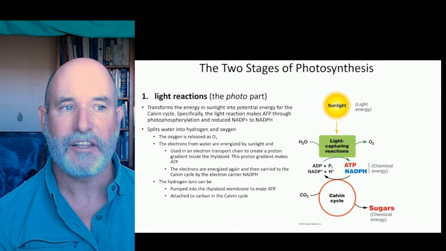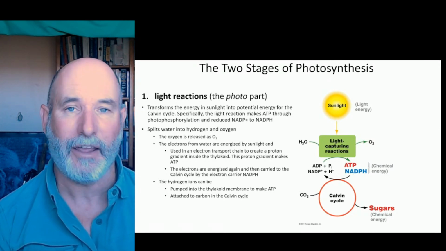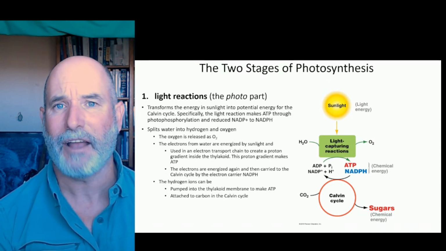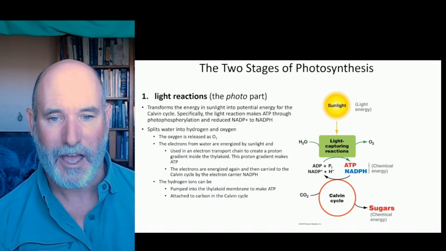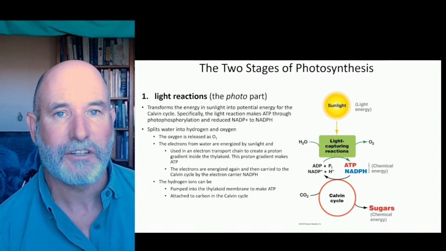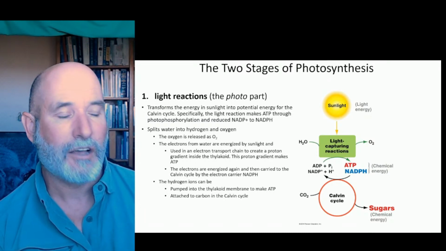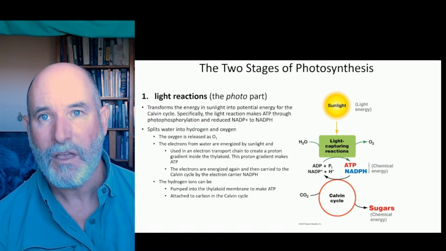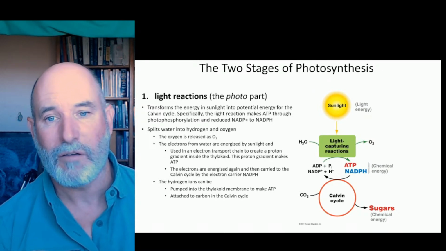Okay? And because they don't have a lot of energy, the photosystems are going to elevate those electrons in energy. So they're going to capture the electromagnetic energy in light and use that to elevate electrons so that they have energy and we can do work with them. And then once the electrons are energized, they're going to help make ATP, and they're also going to be carried to the Calvin cycle by an electron carrier called NADPH. And we'll talk more about that later.